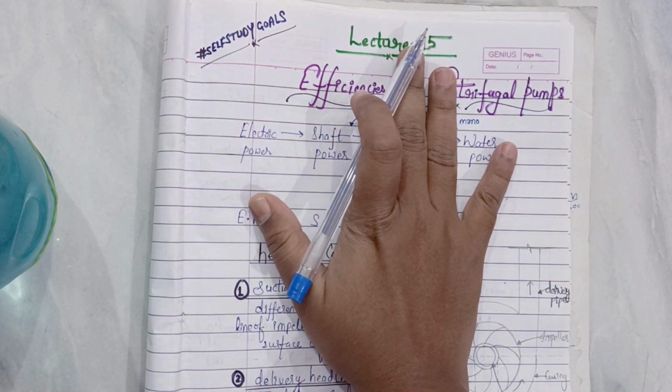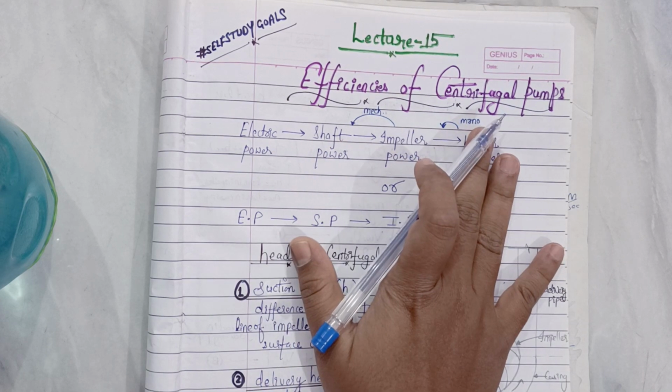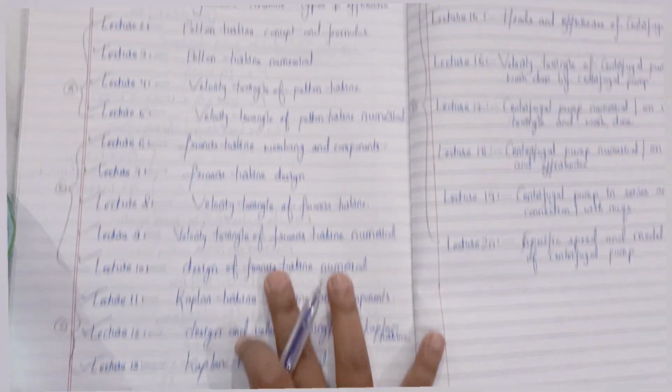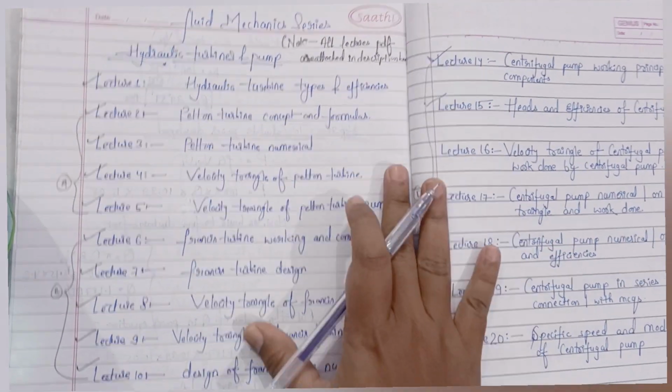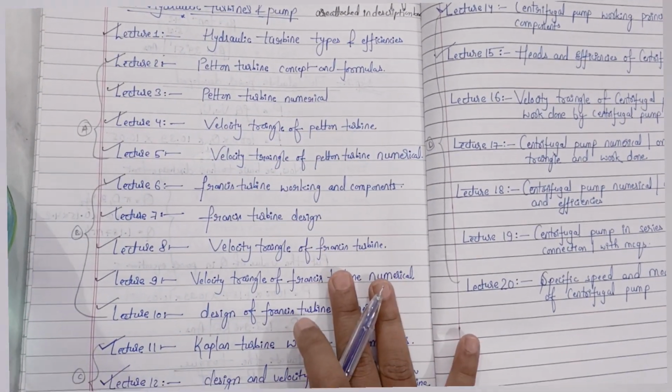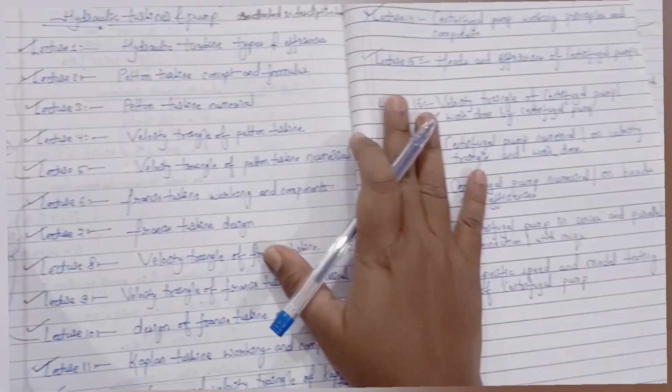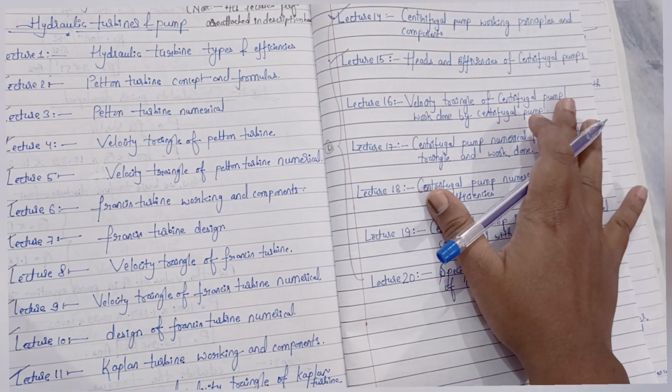This is lecture 15 of a hydraulic turbine and pump series. We have already covered lecture 1 to lecture 14. If you haven't covered all these lectures, then you can go through the hydraulic turbine and pump playlist. In this lecture, we will focus on head and efficiencies of a centrifugal pump.